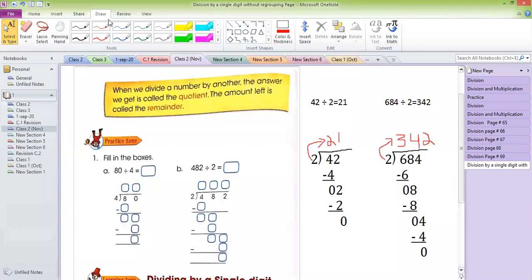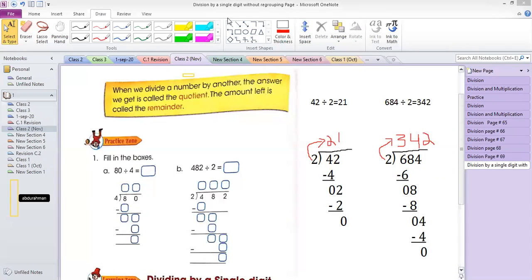Do you understand it, guys? Yes, do you understand? Do you understand long division? Yes, yes, yes. Yes, sir. No, no, no, no. Wait for you guys.